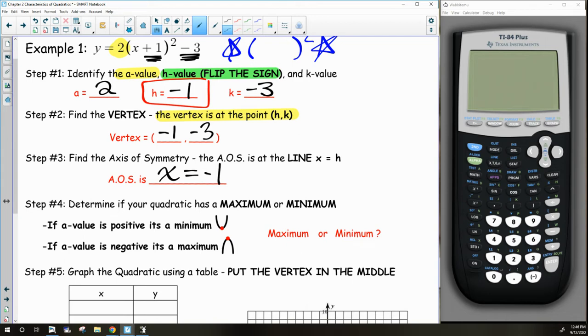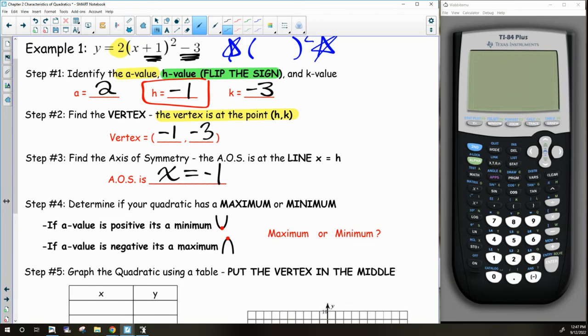So every time you see vertex form, you write down your A, H, and K. Don't forget to flip H. Whatever H and K are, make up your vertex. And whatever the x value is, that's your axis of symmetry. Every time you see vertex form, it's boom, boom, boom, done.